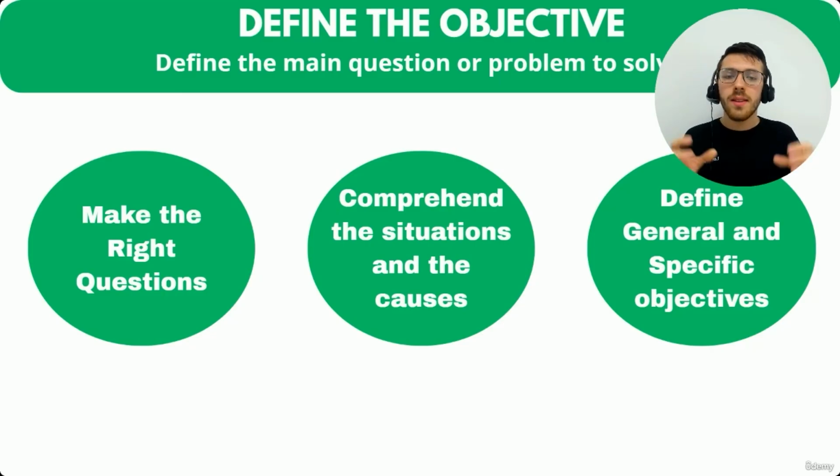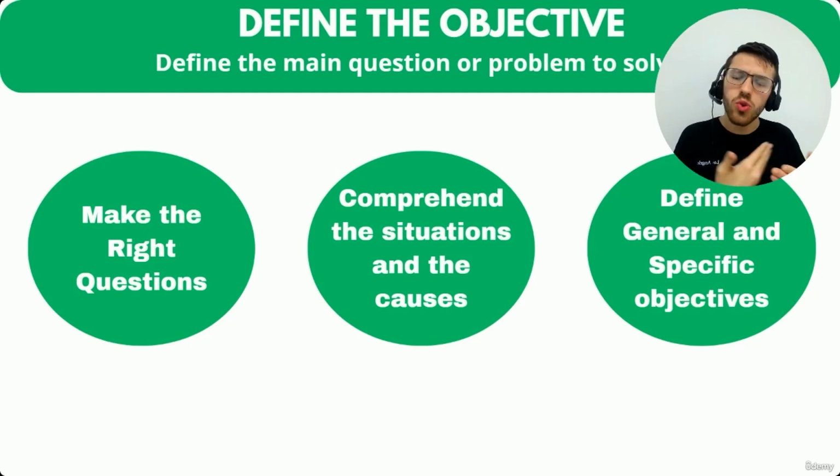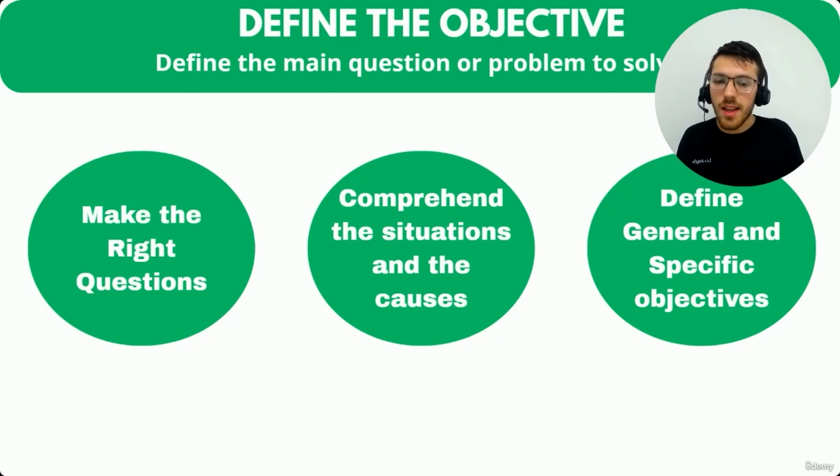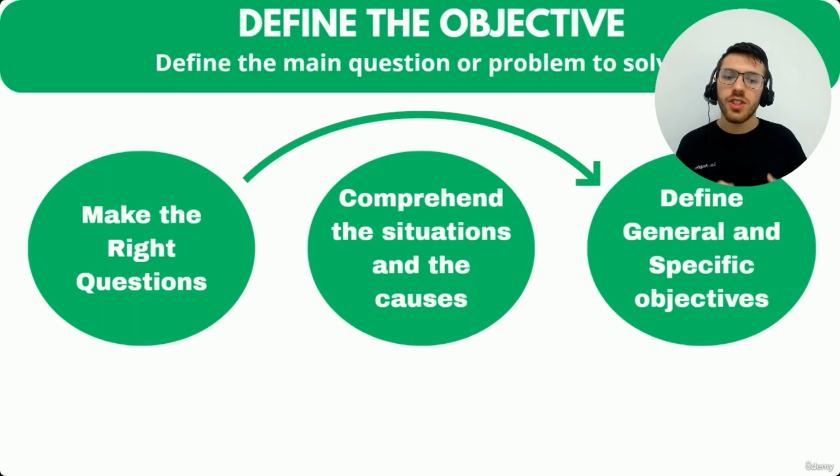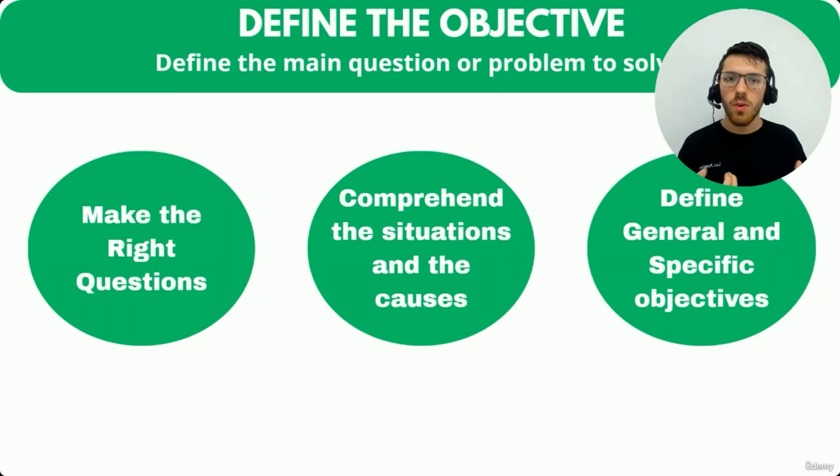And beyond that, what should I see? Why should I see that? Situations of cause and effect are very useful when analyzing. You have to know it very well. And define general and specific objectives. Why am I saying that?